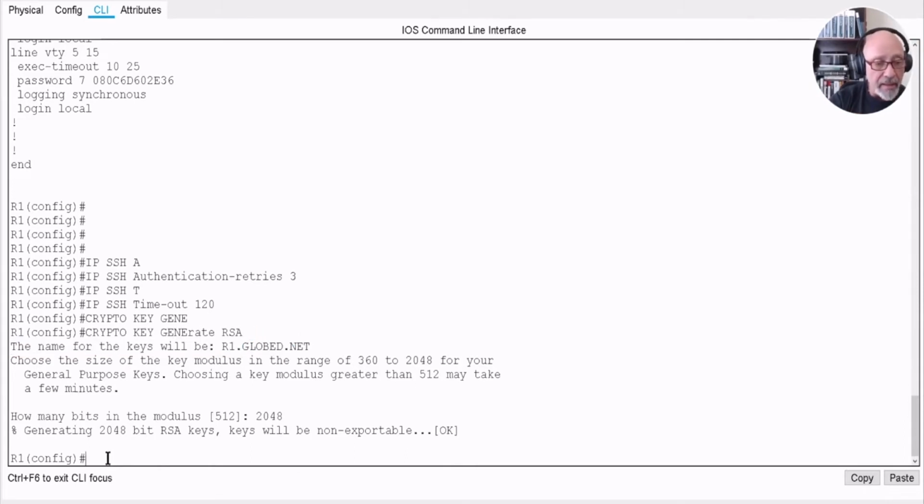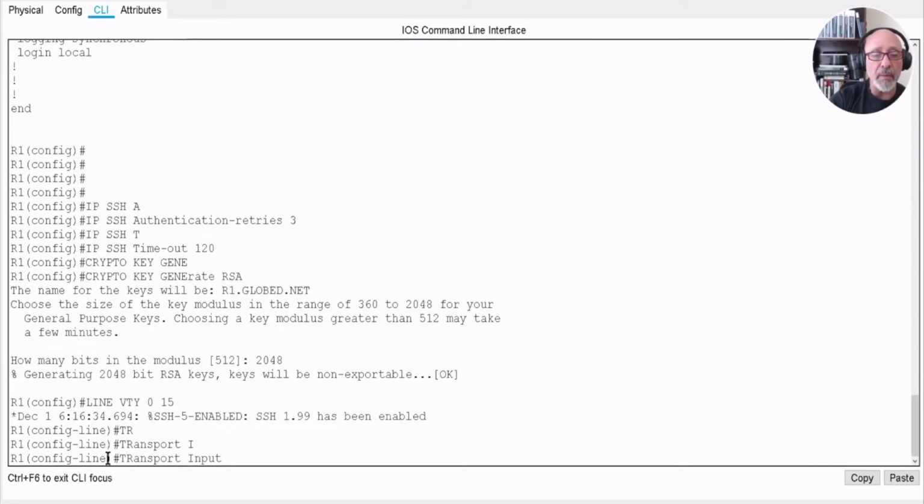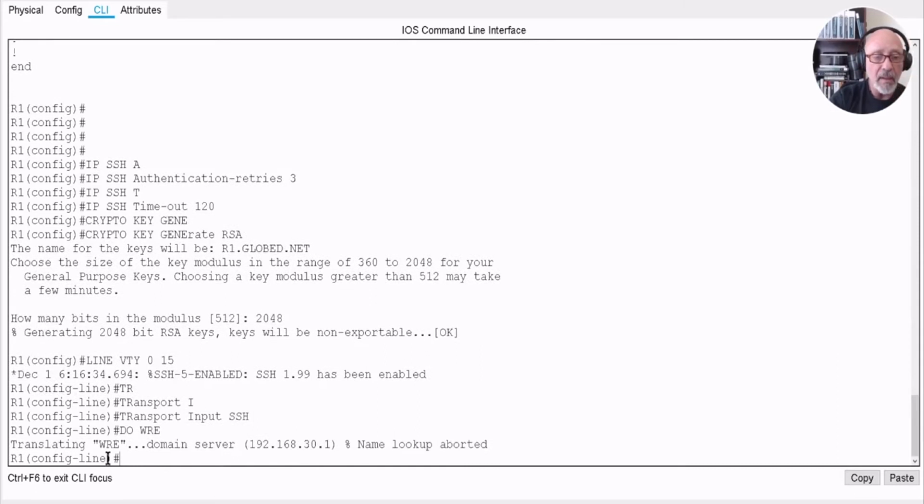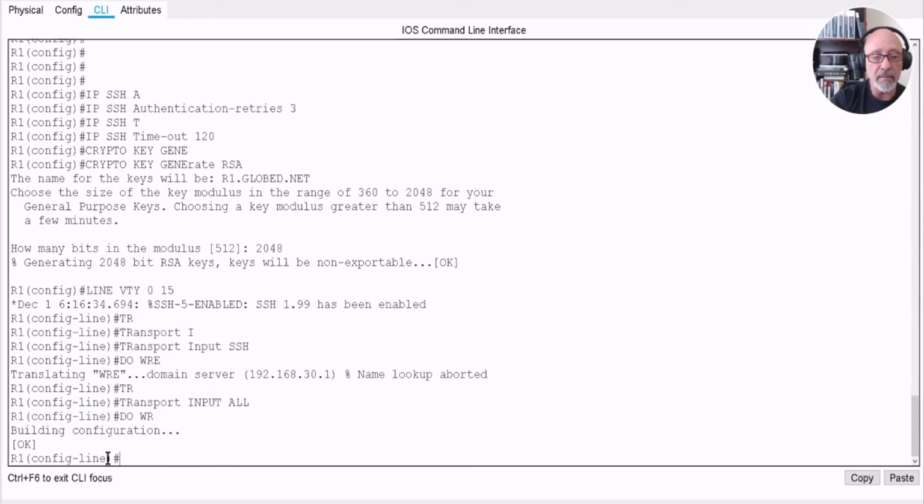And then I'm going to exit out of here. Well, not exit. I'm sorry. I'm going to go into line VTY 0 15. And then transport input SSH. Control Shift 6. And I'm not going to do transport input SSH. I'm going to do transport input all. There we go. There we are.